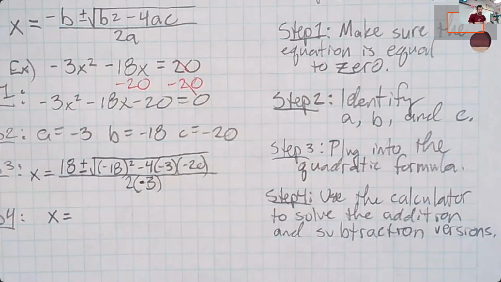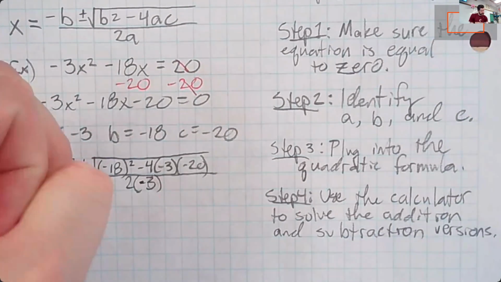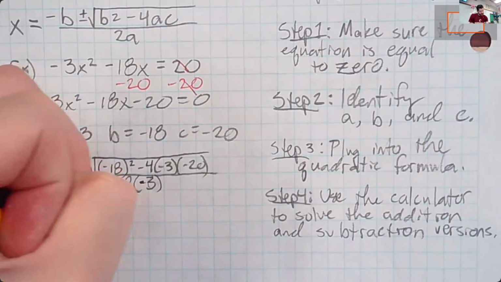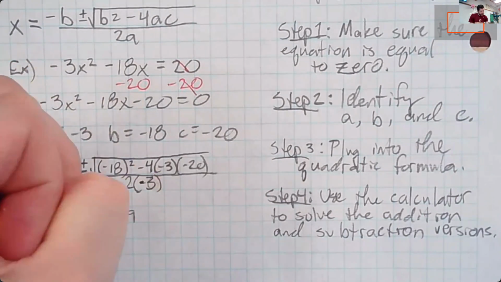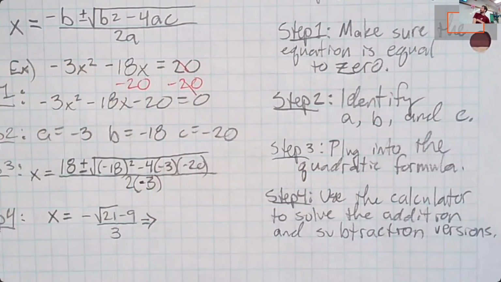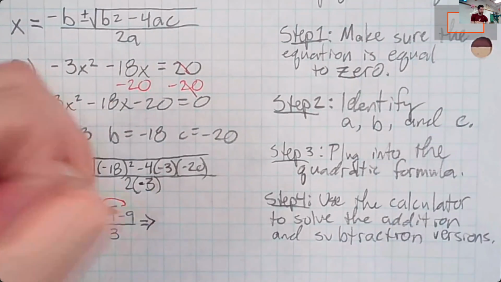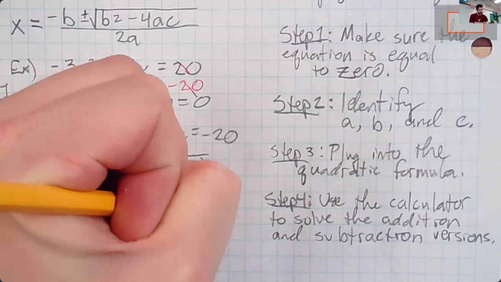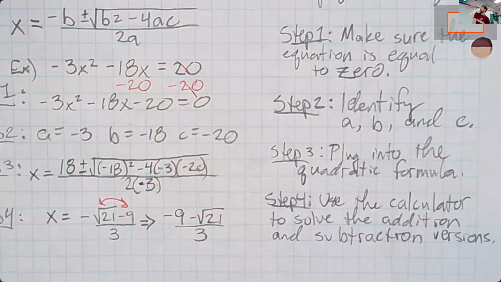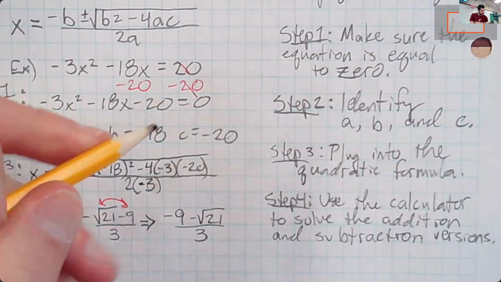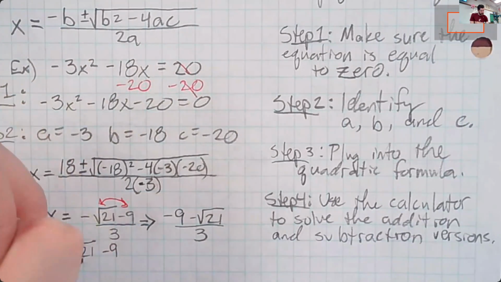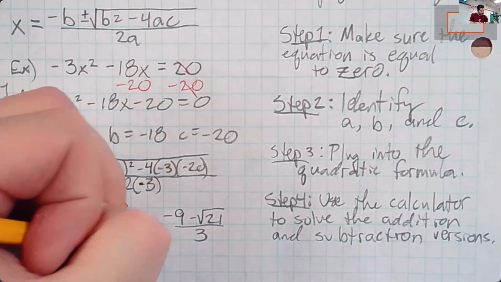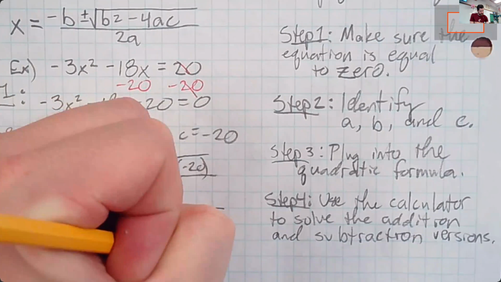Yeah, so the first one I got was negative square root of 21 minus 9 over 3. But we're going to swap the order of the numerator and do negative 9 minus the square root of 21 over 3. That's one of them. The other one is x equals square root of 21 minus 9 over 3, which again, swap the numerators and you get negative 9 plus the square root of 21 over 3.